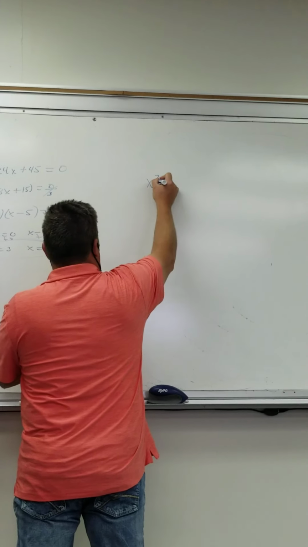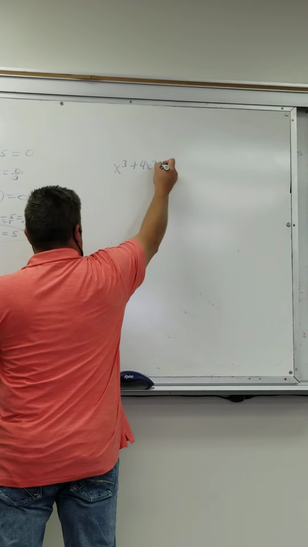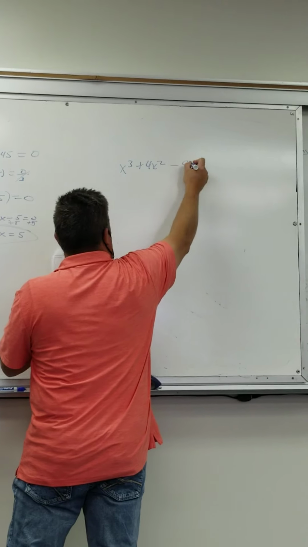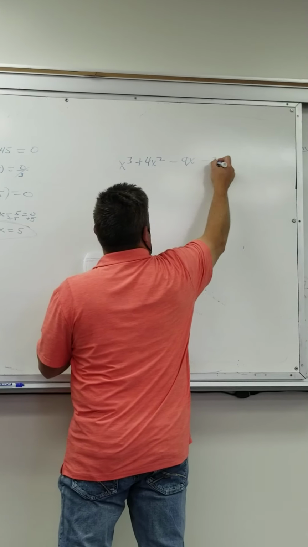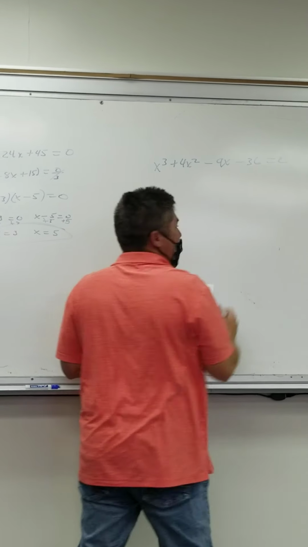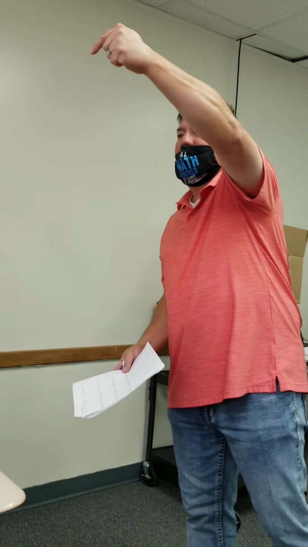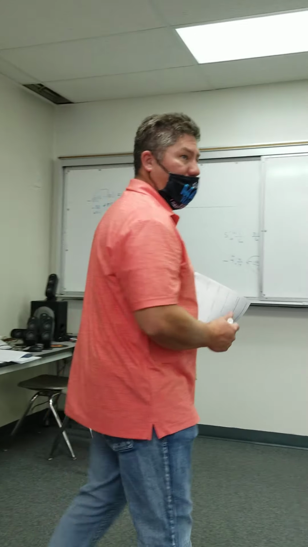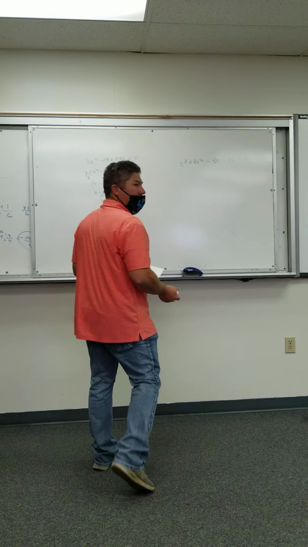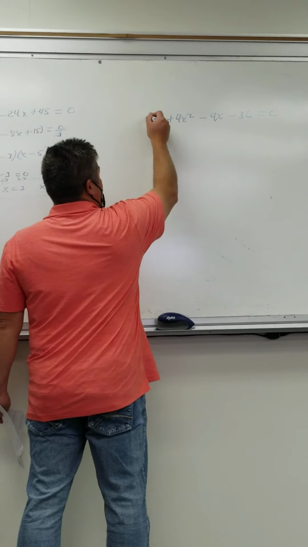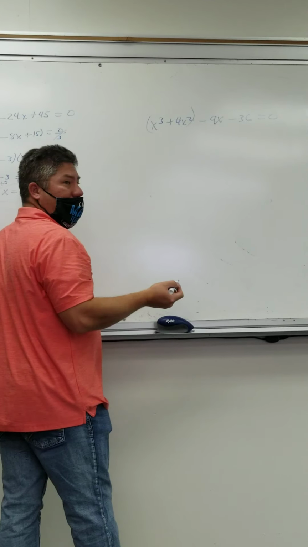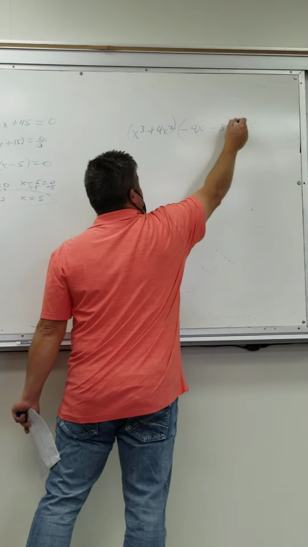X cubed plus 4x squared minus 9x minus 36 equals 0. What's the first thing you notice, Jace? There's 4 terms. So that should say in your brain, I've got to use what? I've got to use grouping. So, McKay, what should I group together? The first 2 and the last 2. And just put a plus between them.